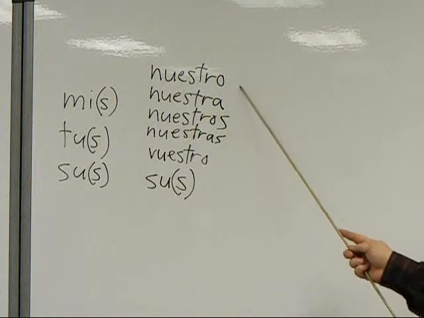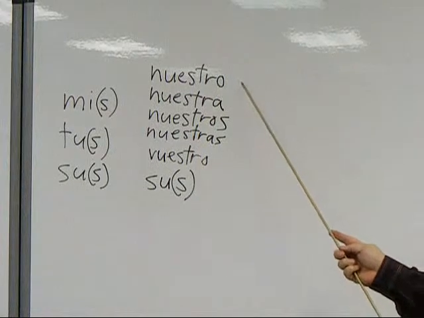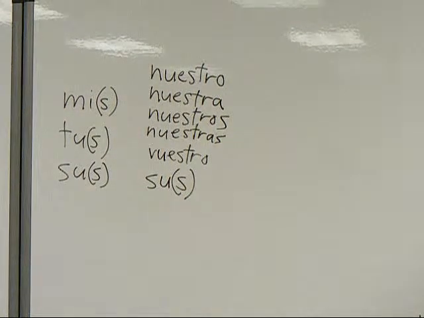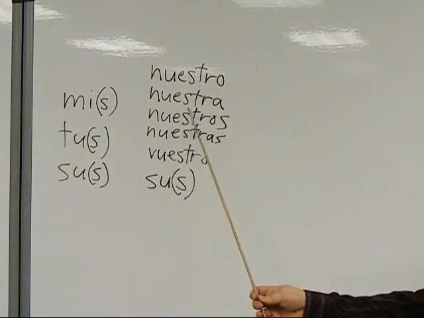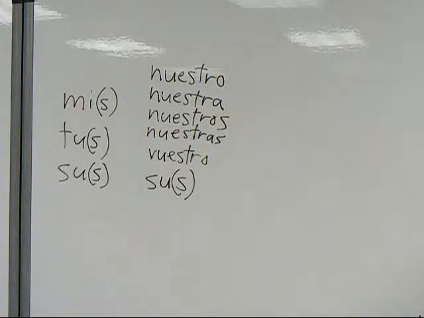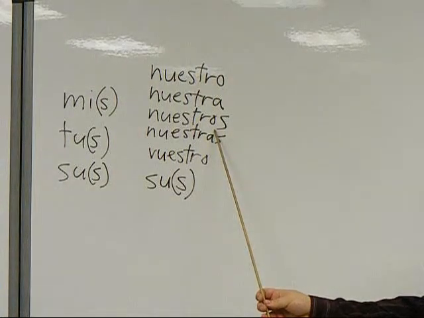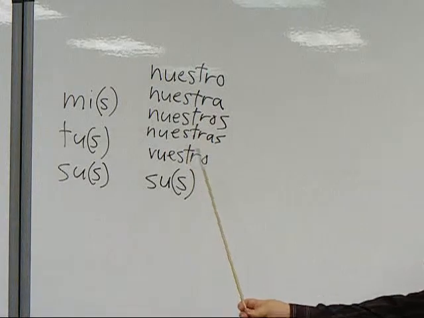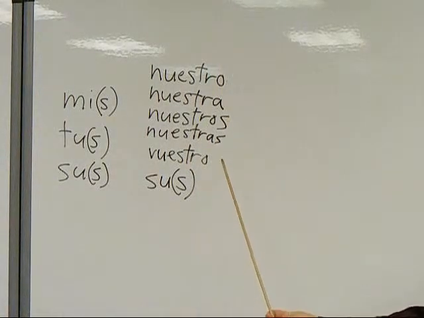Now notice the word for our has four versions here. Nuestro is our, if we're talking about a masculine singular word. For example, the word book. Our book would be nuestro libro. The word class is feminine, so I want to say our class in a feminine singular word to match that: nuestra clase. Or if I want to talk about something that's plural, for example, if I want to say our books, nuestros libros. Or maybe our classes, nuestras clases. So there's four versions of this.